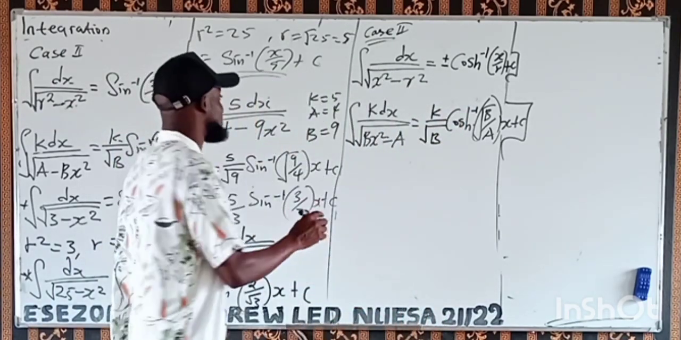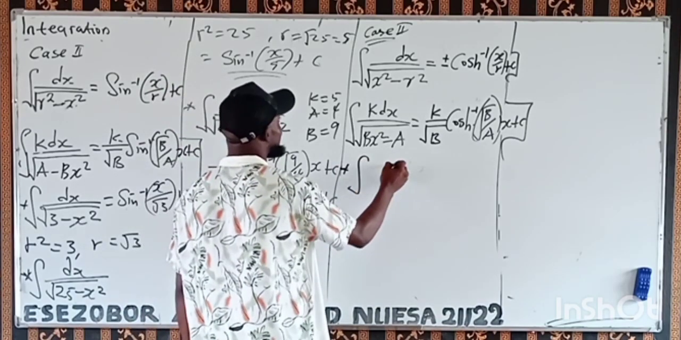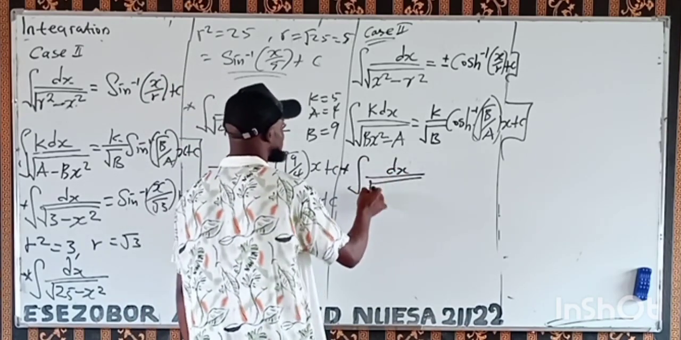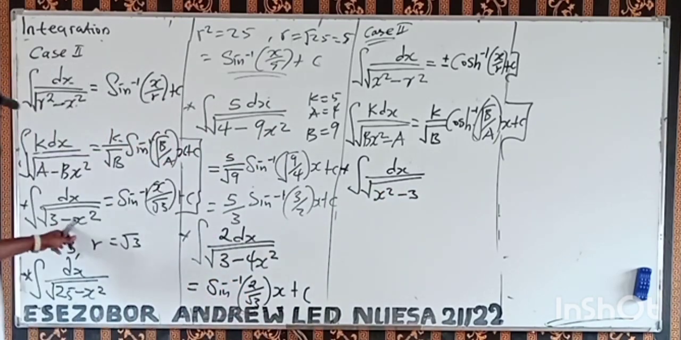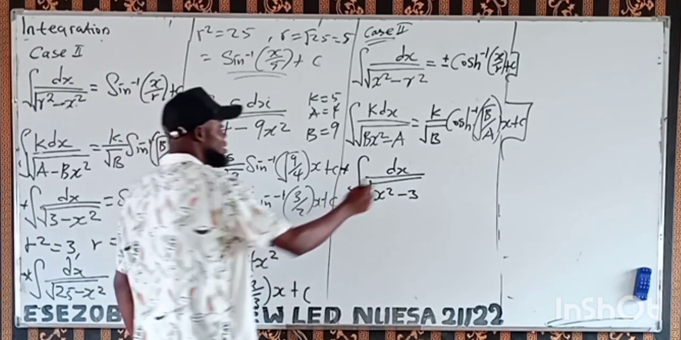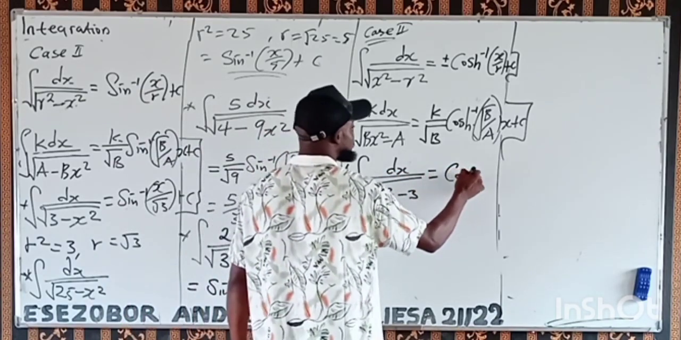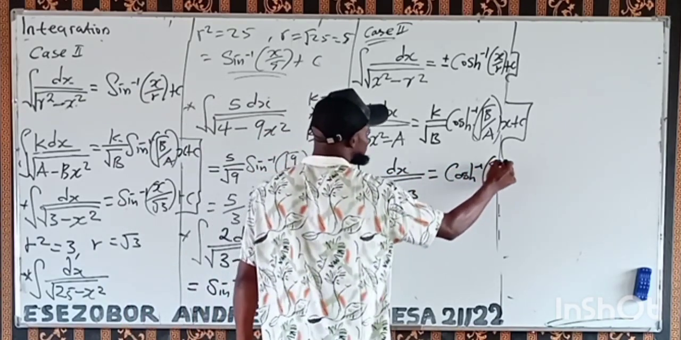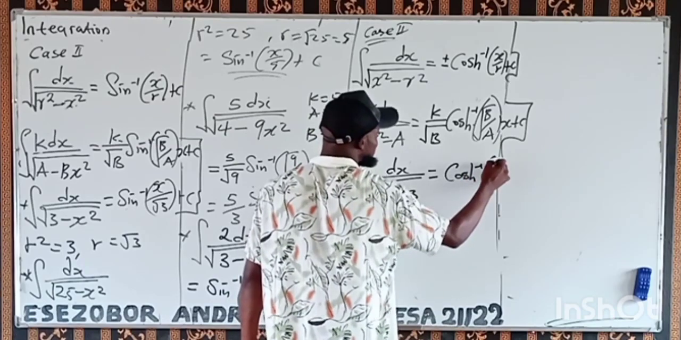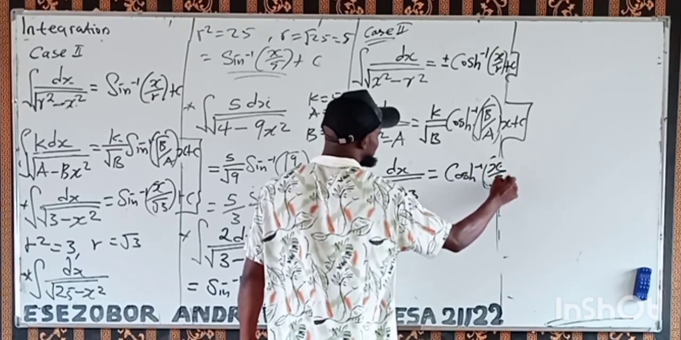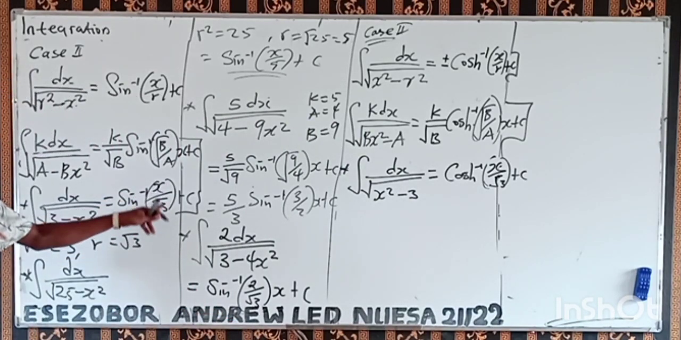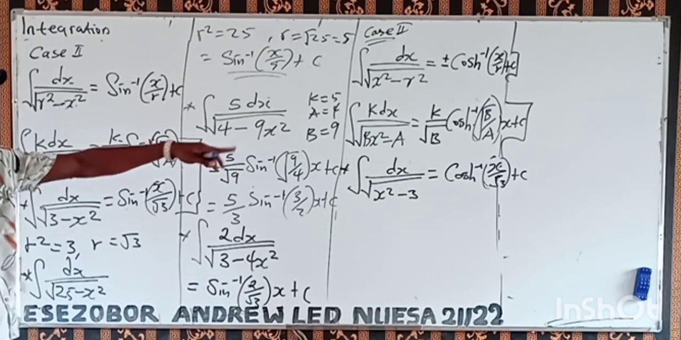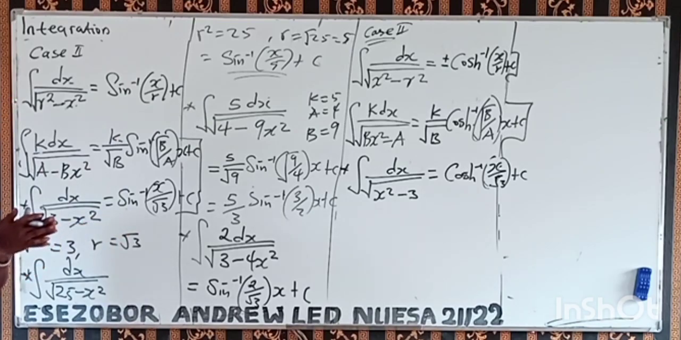For example, solve the integral dx over the square root of 3 minus x squared. The answer will still be cos inverse of x over root 3. Yes, that will become the answer. You don't have sine inverse of x over root 3 plus c. Well, you know, just take cos instead of sine. That is related there.